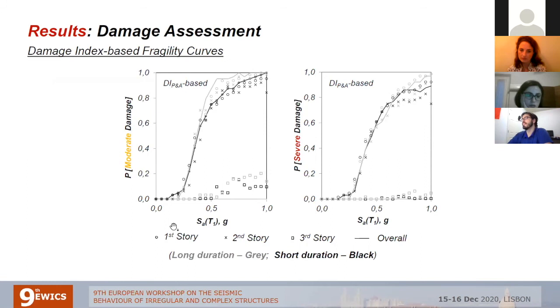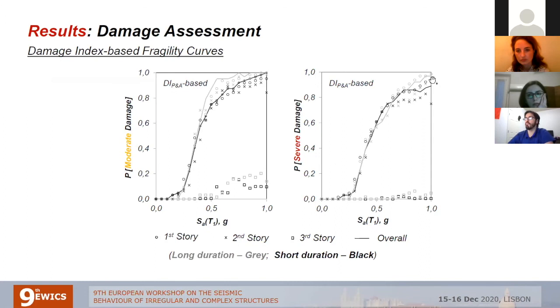And here we could see that for the Park-Ang damage index, long duration ground motions have more probability of failure for larger intensities for moderate damage. And as we saw before, we classified moderate damage when the damage is between 0.25 and 0.4. For severe damage, where the damage index will be over 0.4, we didn't find huge differences. Only for the really high intensities, we found that long duration earthquakes have some impact here.